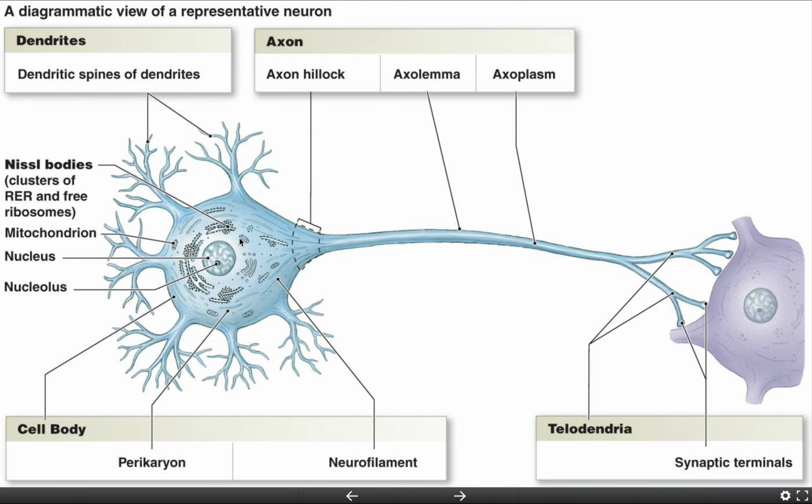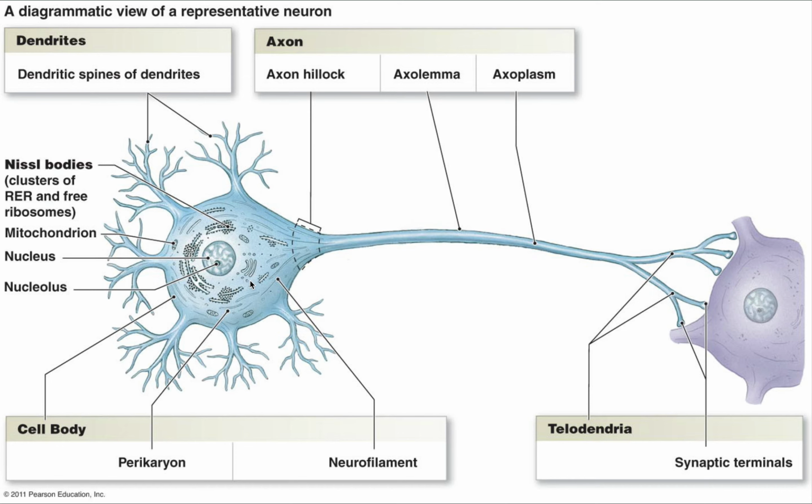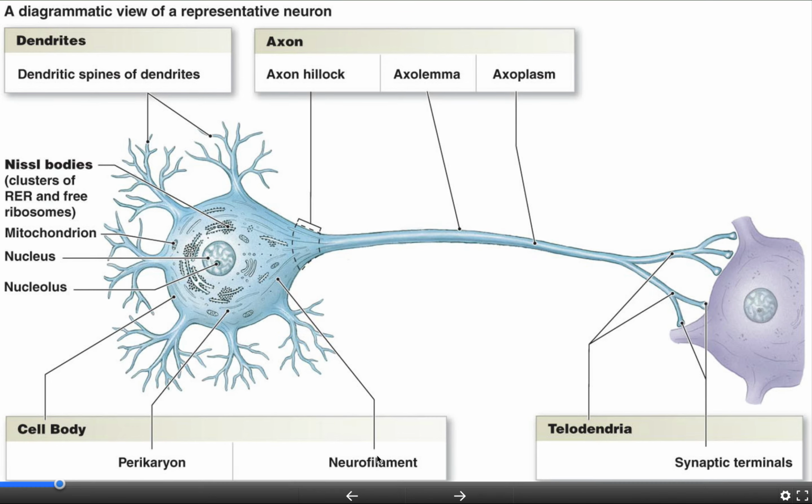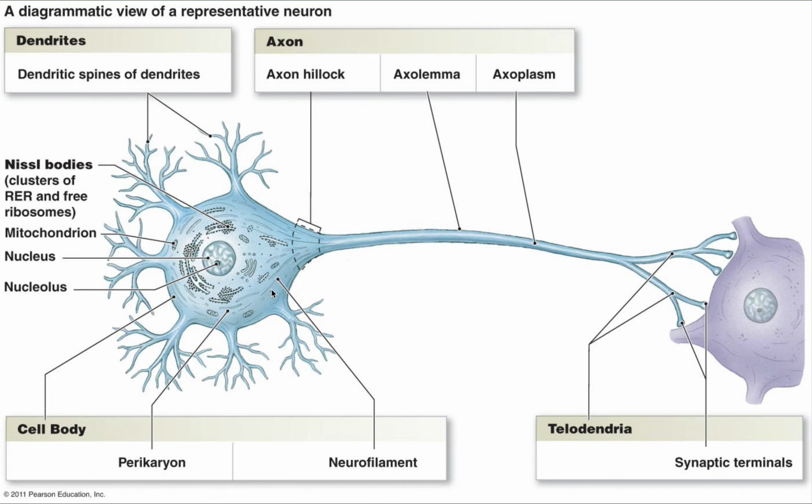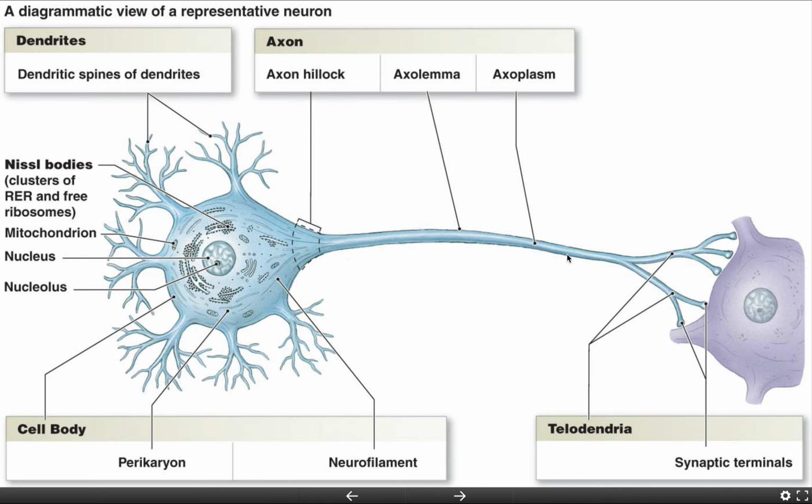Neurotransmitters are chemical messengers. They're produced in the cell body. We'll talk about them later. The neurofibrils or neurofilaments are the intermediate filaments in a neuron. They provide structure, and they're used to transport things up and down this long axon.